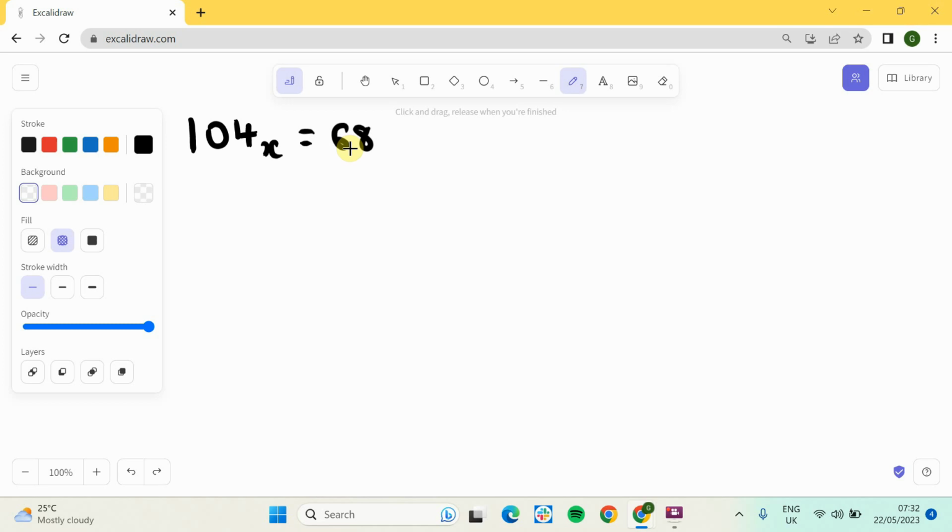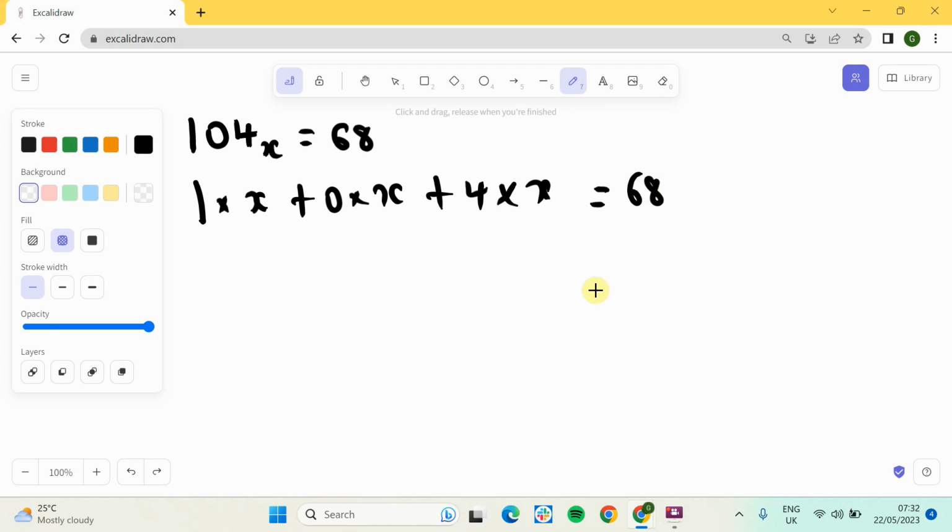So following from the previous video that we did about converting from a base to base 10, we said we multiply each of the digits by the base, which in this case is x: 1 times x, plus 0 times x, plus 4 times x is equal to 68. Now, the second step that we said in the previous video was to give the base a power starting from 0, from the right to the left. So I'll give this base x a power of 0, a power of 1, and a power of 2.